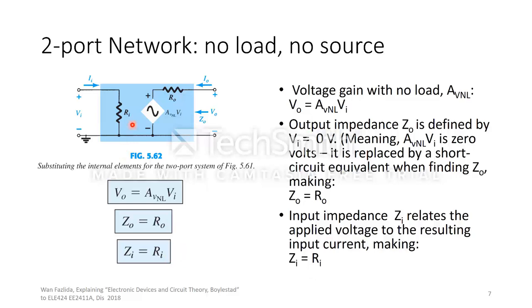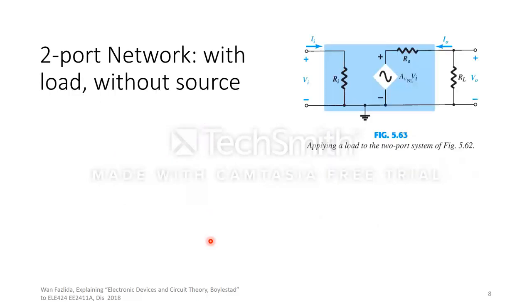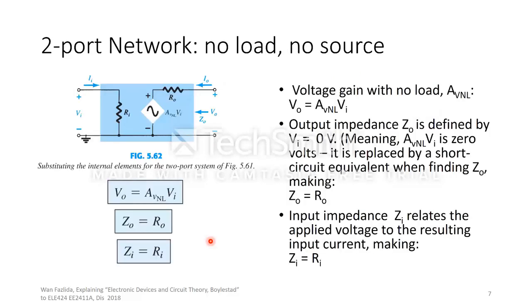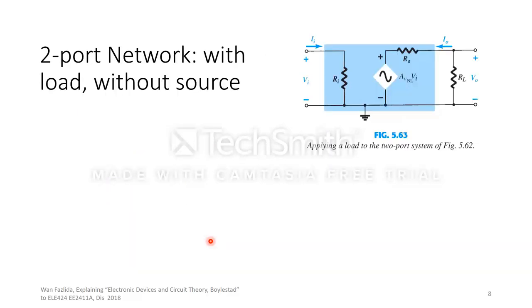So whenever you have an amplifier of any sort, you can find the input impedance and output impedance, so that you can replace the amplifier with a two-port description of the amplifier. We will see an example later on. Okay, so for the two-port network, previously it was no load, no source. So now let's connect a load to the amplifier.